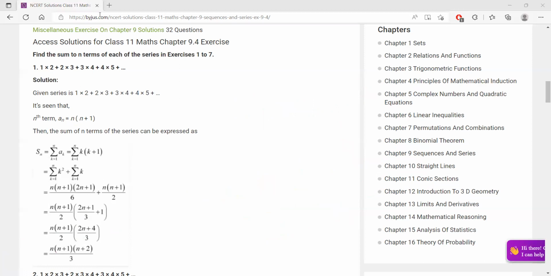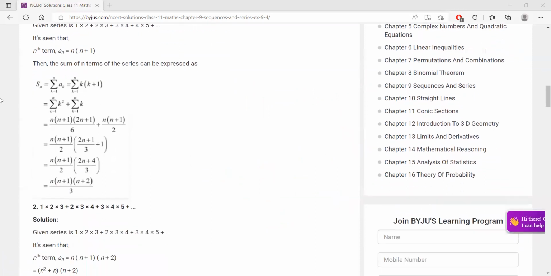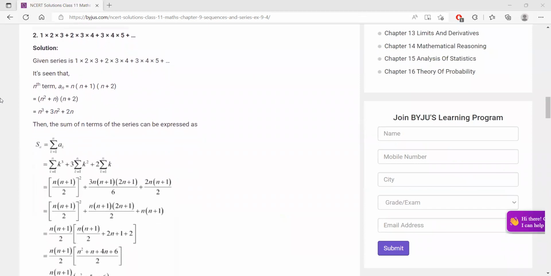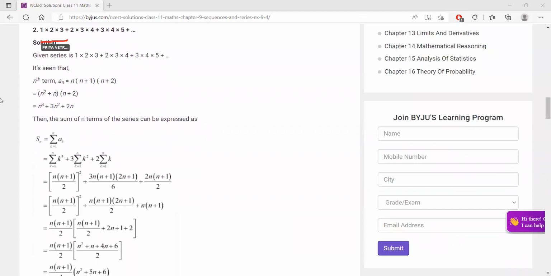Yes, ma'am. Please scroll to the next question. Okay, look at the next question. You have 1 into 2 into 3, 2 into 3 into 4, 3 into 4 into 5. So you just have n into n plus 1 into n plus 2. So this is your a n. If you assume this is n, the next term is increased by 1. The third term is increased by 2. I hope you are able to follow.